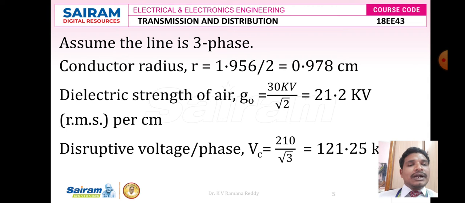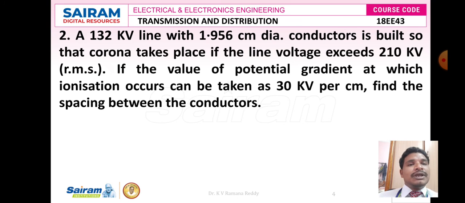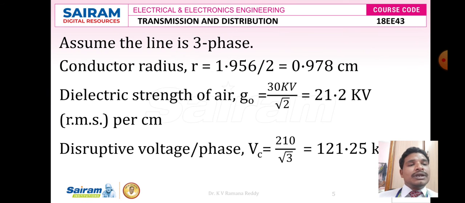Then I want to calculate the critical disruptive voltage per phase, VC. Because the given voltage is a line voltage, I convert to per phase: 210 divided by root 3. In this problem they gave two voltages. The line voltage is actually 132 kilovolts, but corona takes place only at 210 kV, so we take V as 210 kV to find the disruptive voltage. VC is equal to 210 divided by root 3, which comes to 121.25 kilovolts.